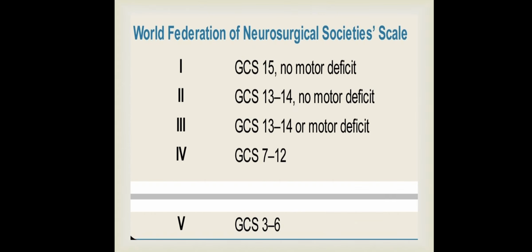Is there any other scale that you remember in subarachnoid hemorrhage apart from this Hunt and Hess? It's the World Federation of Neurosurgical Societies scale. What you need to remember is both grade 1 and grade 2 do not have motor deficit, and grade 3 starts with motor deficit, okay, and grade 3 is 13 to 14. With this one thing we can fill up the others.